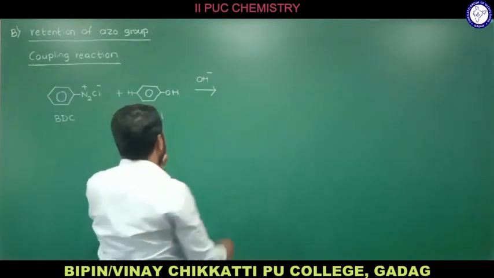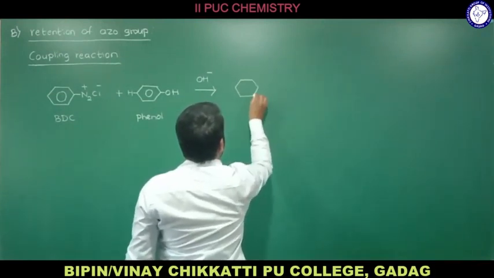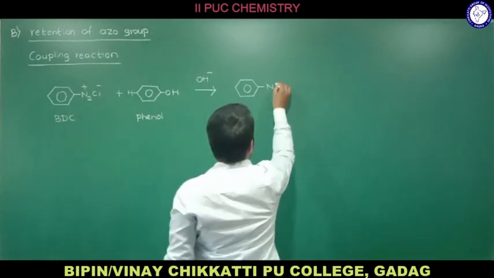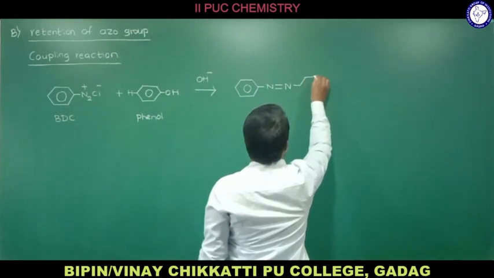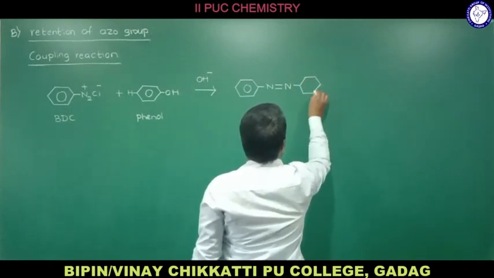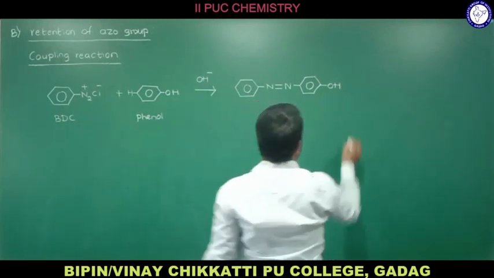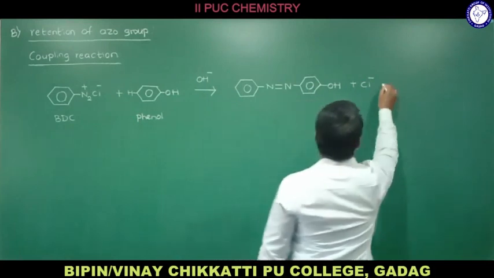So what is that compound we are going to get? Let me write over here. So here we have a benzene ring and N2 we have here. In N2 actually this will be in this fashion, N=N, and here we are going to get the phenolic group what we have here, and the Cl- is going to be eliminated, and of course we get a water molecule.